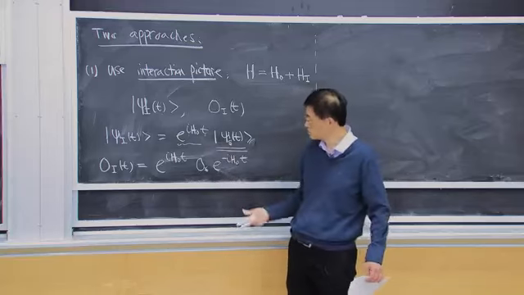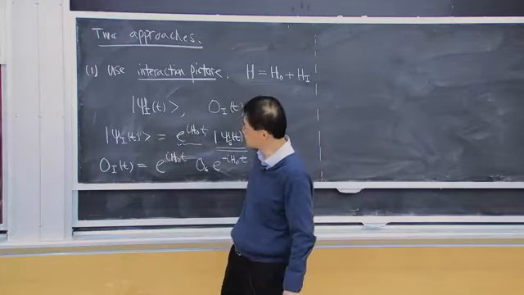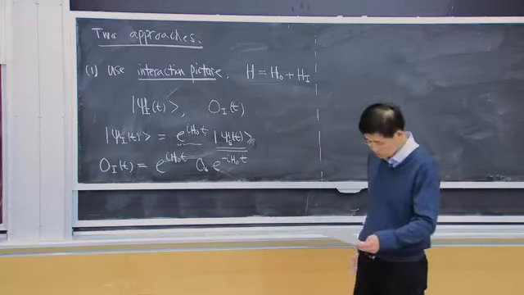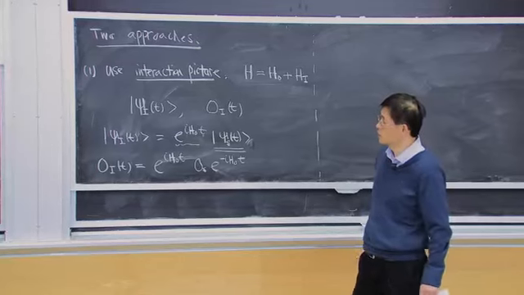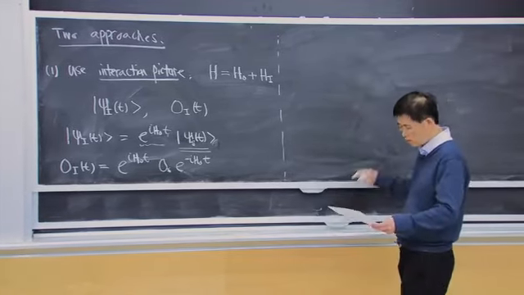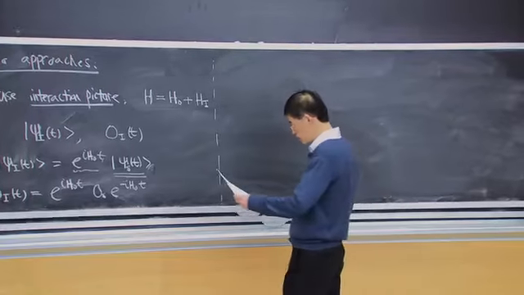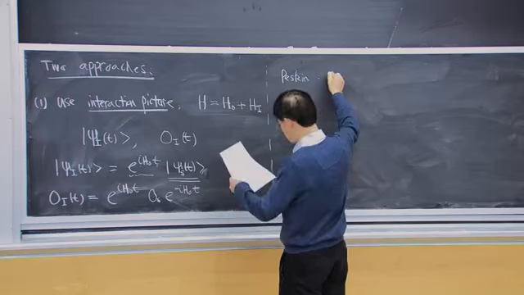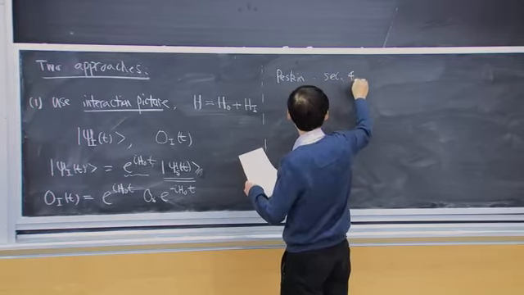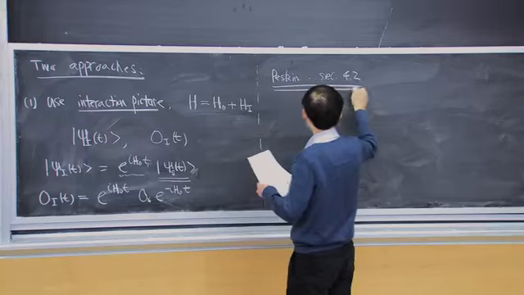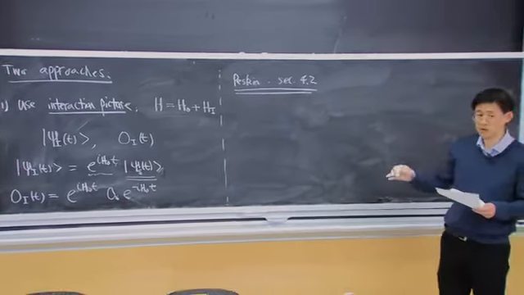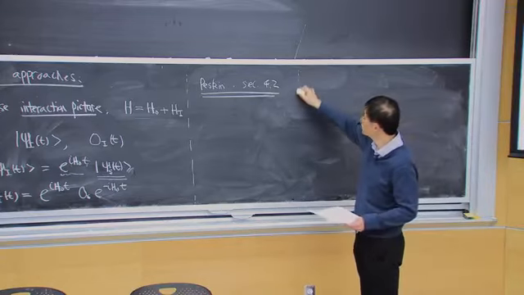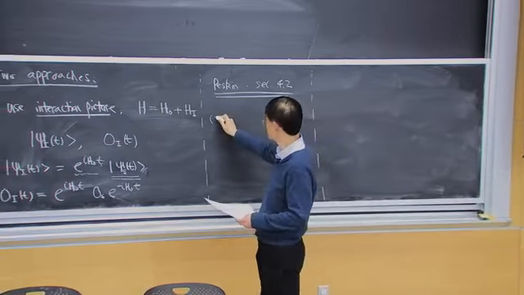Anyway, with some manipulation, by introducing this interaction picture, you can design a more clever way to do perturbation theory. I will not go through it here. You should read the book by Peskin and Schroeder, section 4.2, where they give a detailed discussion of how you do perturbation theory using the interaction picture. The second approach is to use the path integral.